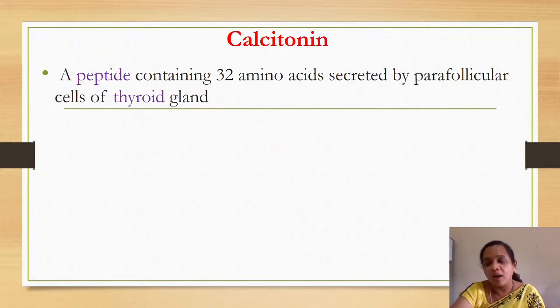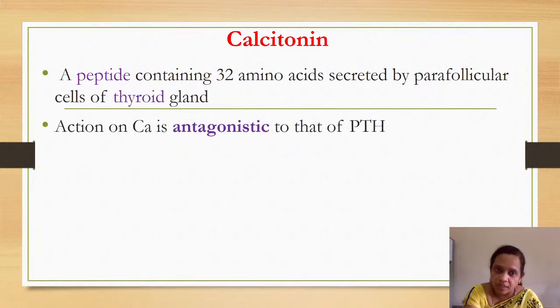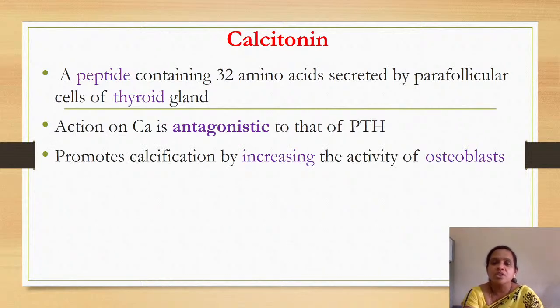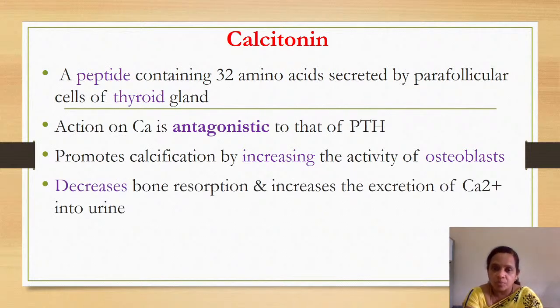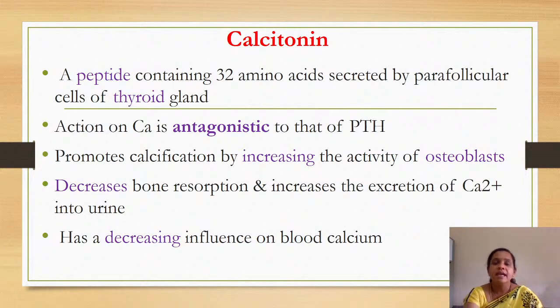Now there is one more hormone called calcitonin that will decrease the calcium levels in the plasma. It is a peptide that is produced by the parafollicular cells of the thyroid gland. Its action on calcium is exactly antagonistic to that of the parathyroid hormone. It promotes calcification by increasing the activity of osteoclast. So it is completely pro for calcification. It decreases the bone resorption and increases the excretion of calcium into the urine. It has a decreasing influence on blood calcium.